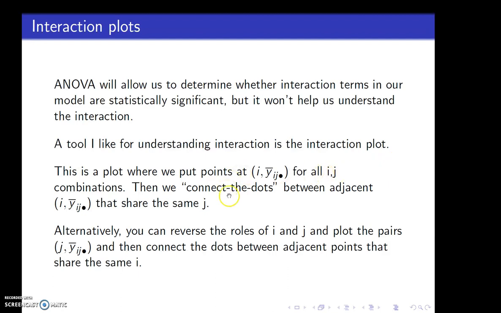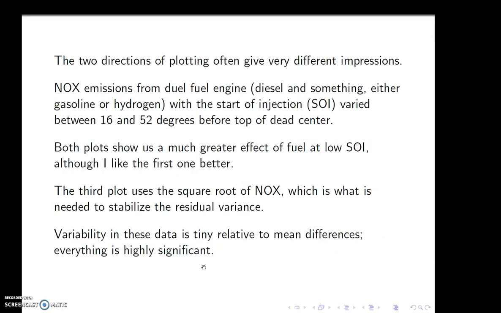Okay, we can talk about a plot where we look at all ij combinations and then we connect the dots between adjacent means that share the same j, or we can do it that share the same i. I like to look at both because certain times one view will be easier to interpret than the other, even though it's the same data, same effect. The two directions of plot will often give very different impressions, even though it's really showing the same data. It's just about being able to understand and see and analyze that interaction.